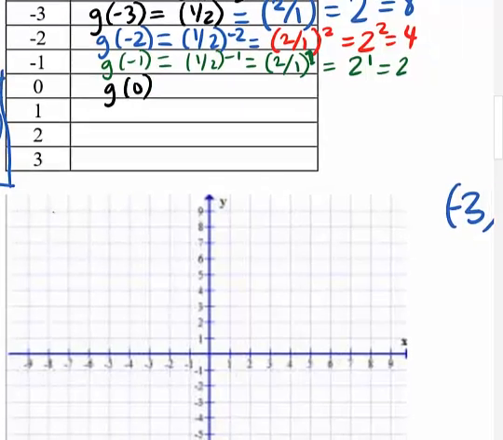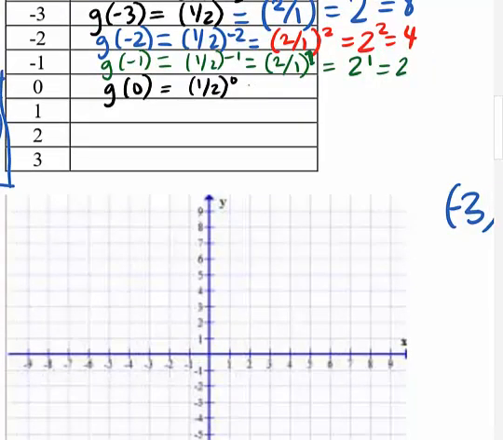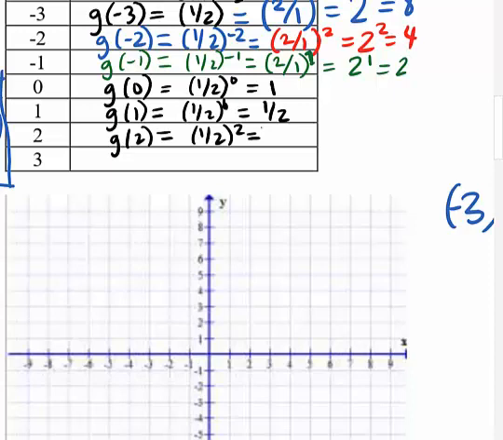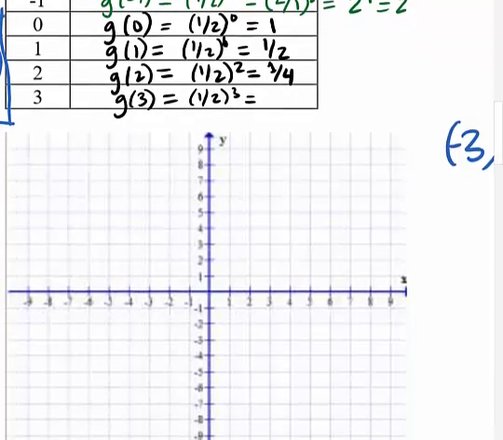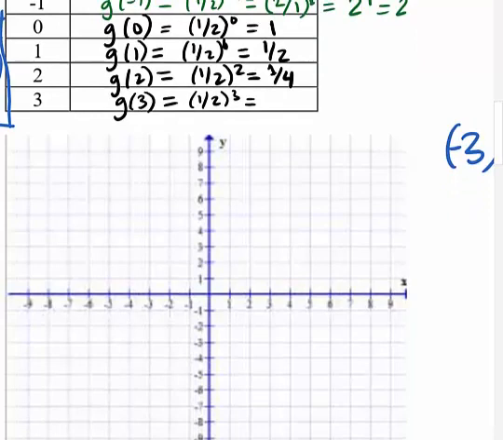If I plug in 0 for x, it's 1 half to the 0 power, but we said anything to the 0 power is 1. Now we're substituting 1 in, that's 1 half to the 1 power, but anything to the 1 power is just that thing, so a half. And then we'll substitute 2 in, 1 half to the second power, that means 1 half times 1 half, which is 1 fourth. Or you could think I'm squaring the 1 in the numerator and squaring the 2 in the denominator. And g of 3 is 1 half to the third. Like we said, you can cube the numerator, 1 to the third power is 1, 2 to the third power is 8.